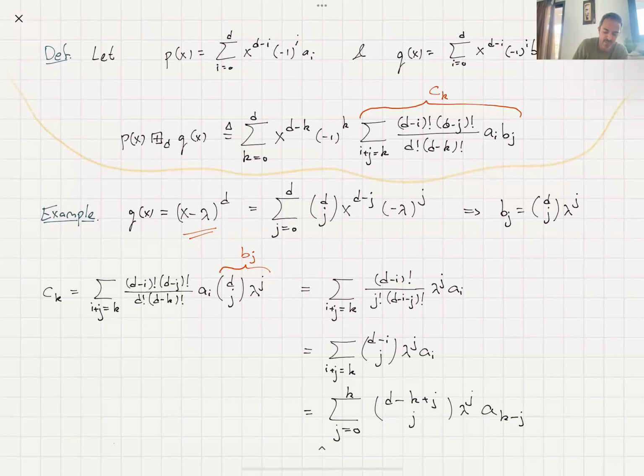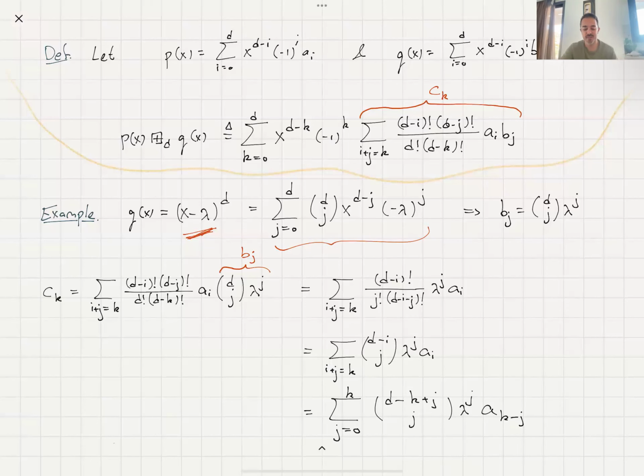So, maybe let's just start. If Q of x is this polynomial, and again P is a general polynomial, then let's see what happens. Maybe I'll just start and skip the boring stuff. So x minus lambda to the D, if you open it up according to the binomial theorem, you get this expression.